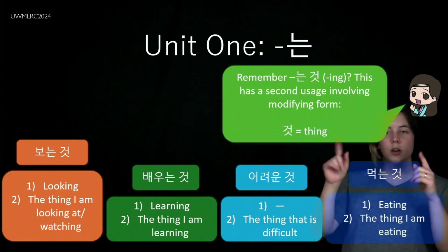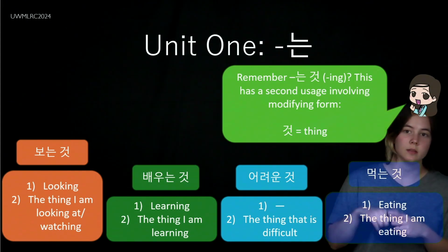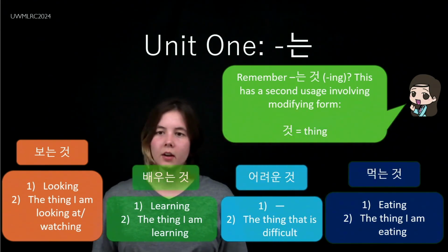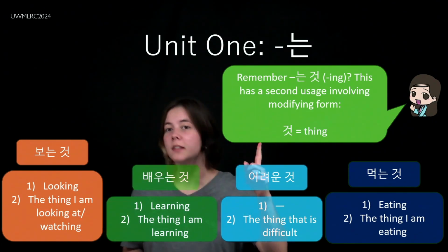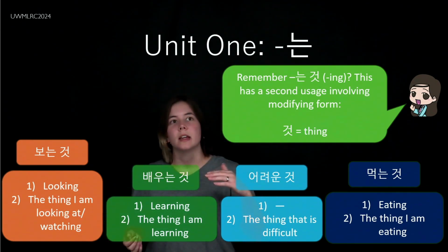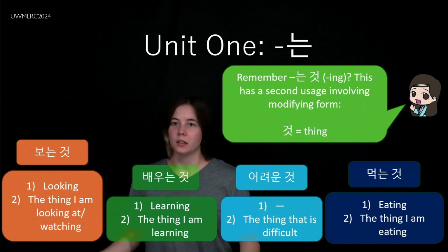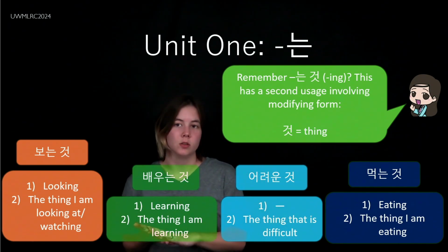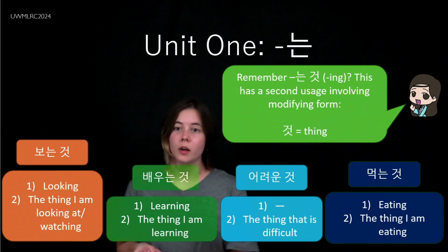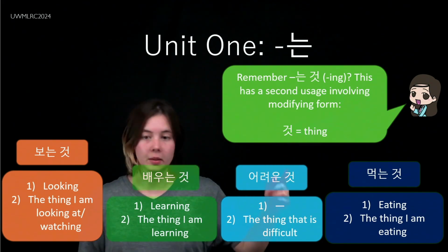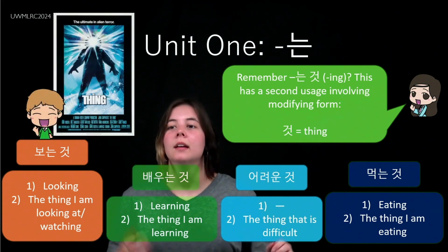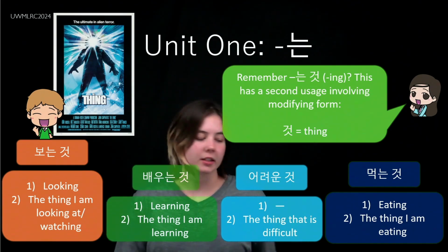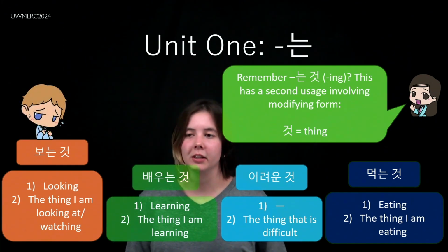So you also know 는 것, ing. You learned this definition, I don't remember when, but it was a while ago. You know this, but you know it as like reading, biking, swimming, something ing. But it actually has a second usage that involves modifying form, where 것 means thing, because it does mean thing. Not thing as in the movie, thing as an item, object. Thank you, Andy, but no.